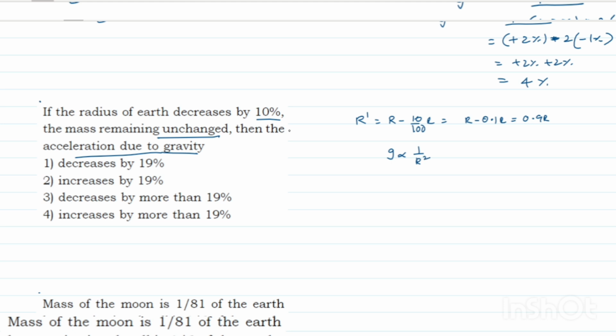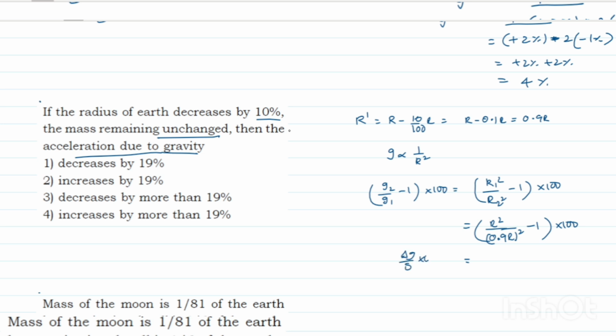Here percentage change is (g2 by g1 minus 1) into 100, which will be equal to (r1 square by r2 square minus 1) into 100. r1 square is r square, and r2 square is (0.9r) whole square, minus 1, into 100. So this is delta g by g into 100. The r square gets cancelled, and 0.9 whole square gives 0.81.